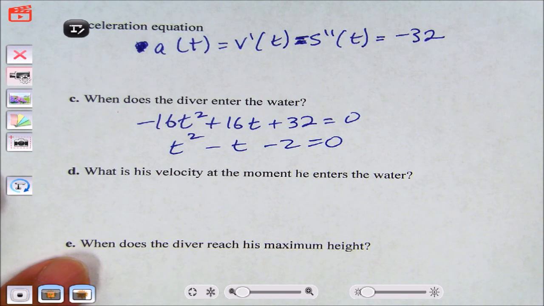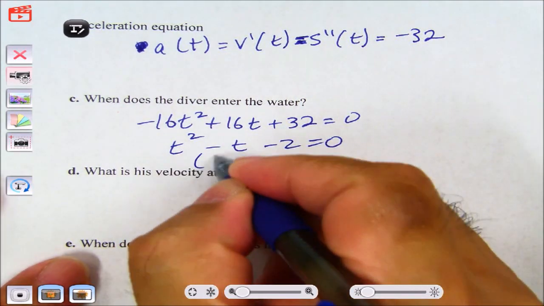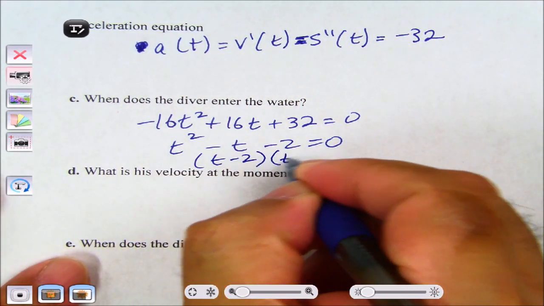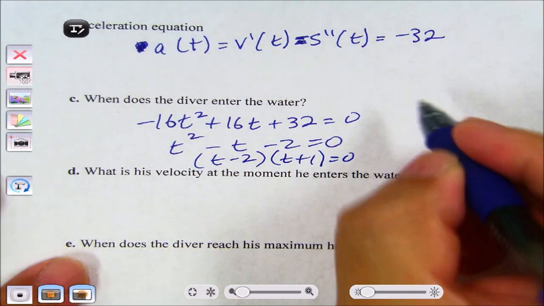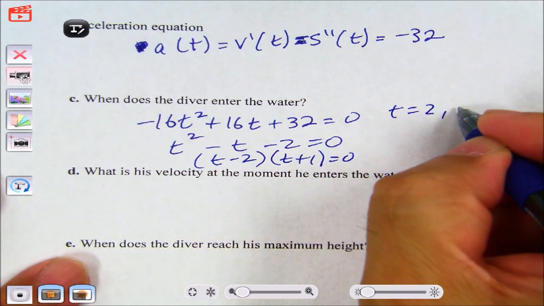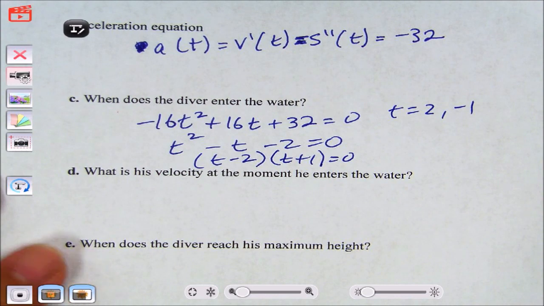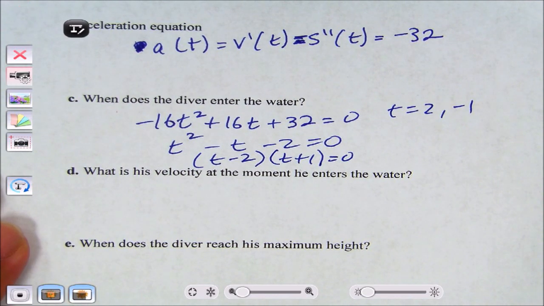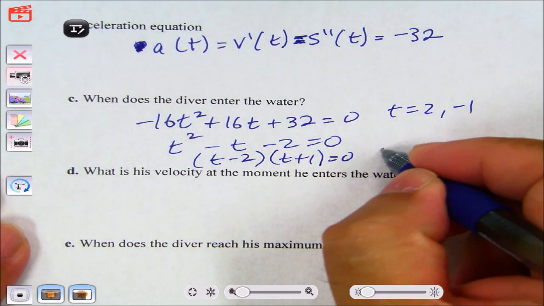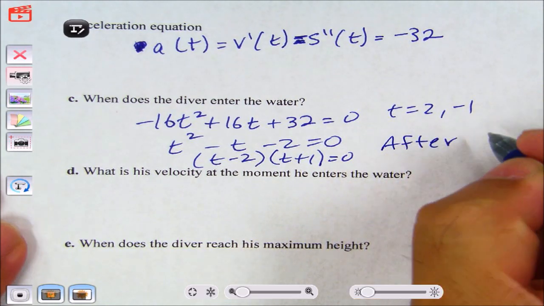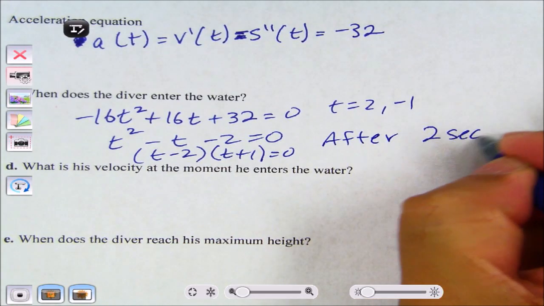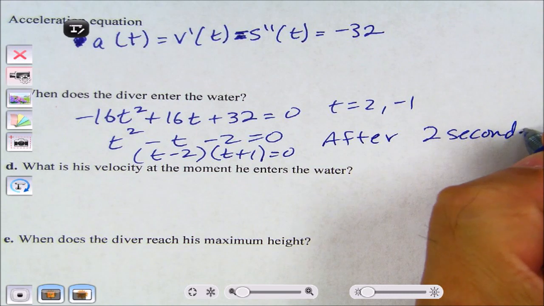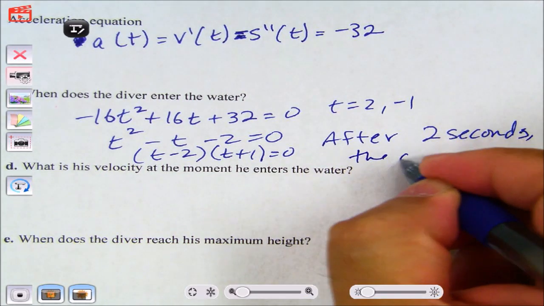So they conveniently gave us an equation that's factorable. So t minus 2 times t plus 1 equals 0. That gives us t equals 2 and negative 1. Which one of these answers makes sense? 2. So after 2 seconds, the diver enters the water.